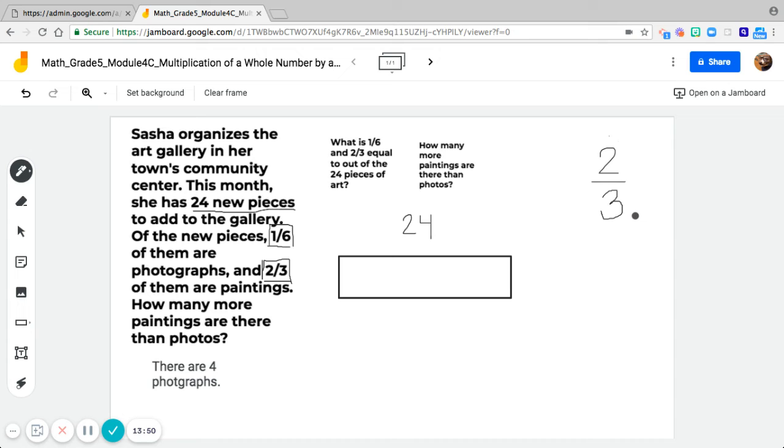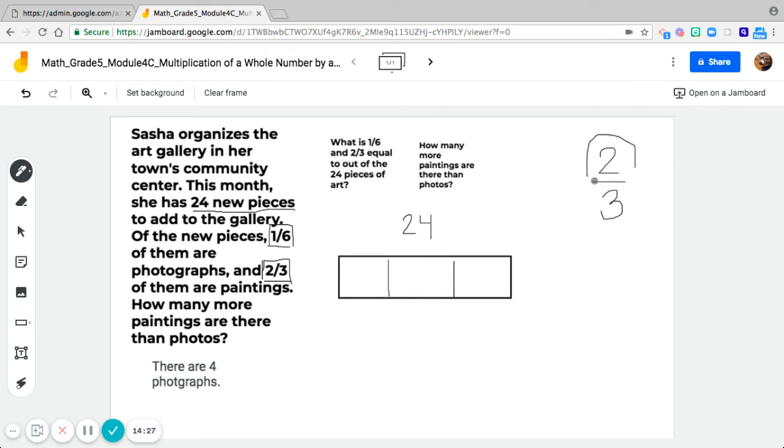Our denominator is a 3, which means what? Yes, we're going to take this whole and we are going to break it into 3 parts now. The last one we broke it into 6 parts. Now we are going to break it into 3 parts. So let me do that now. 1, 2, 3. Okay. 1/3, 2/3, 3/3, which gives me the whole, which is what the tape diagram is representing.